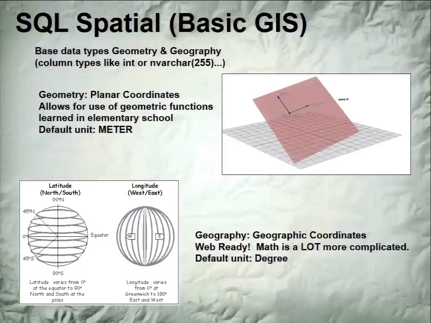So some basics. The two basic spatial data types are geometry and geography. Geometry is just planar coordinates. These are implemented in both Microsoft SQL and PostGIS. Geometry is pretty good because it allows you to just use the geometry that you learned when you were in grade school. You don't have to figure out really complex things like you would if you were going to try and do the same things in a geographic coordinate.